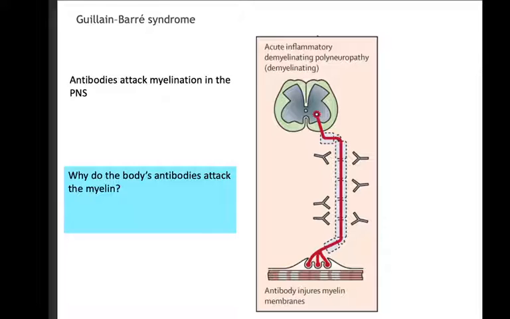So what's going on is that key in the lock thing has gone awry. These antibodies, the key, now matches a self-lock. It now matches the body. And so they're recognizing, for some reason, they're recognizing self as foreign and attacking it.